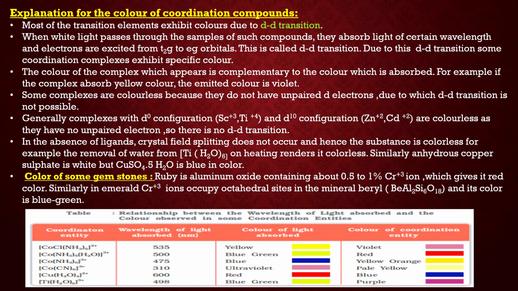Now, the color of the complex which appears is complementary to the color which is absorbed. For example, you can see the table at the bottom, with different colors. The third column is the color absorbed and the fourth column is the color which the coordination complex appears. Like if yellow color is absorbed, then it appears to be violet. If blue green color is absorbed, then the complex appears to be red. So the color of the complex which appears is complementary to the color which is absorbed.